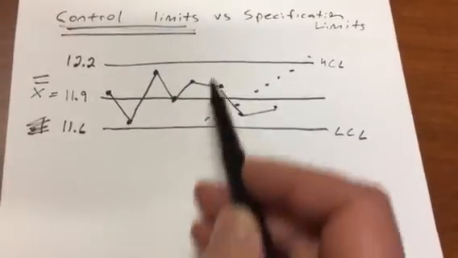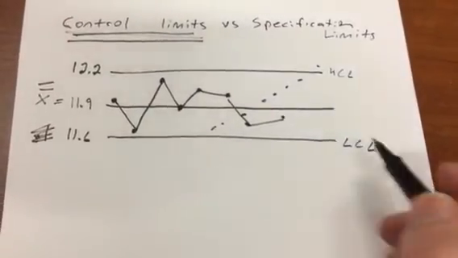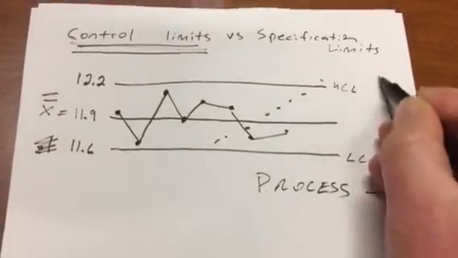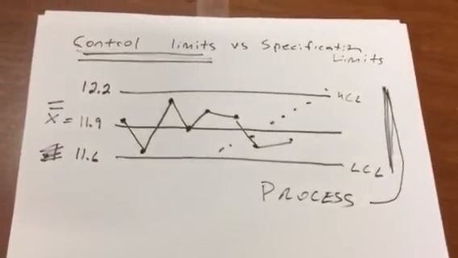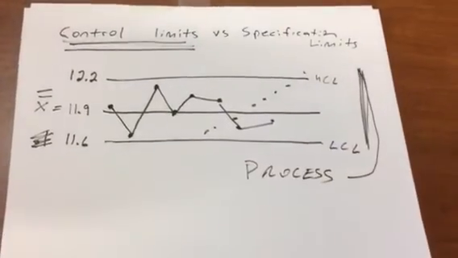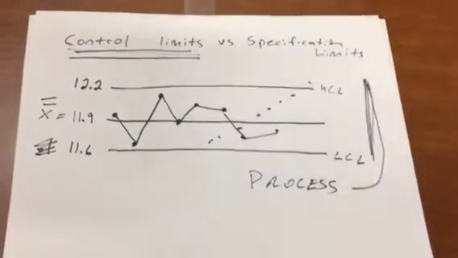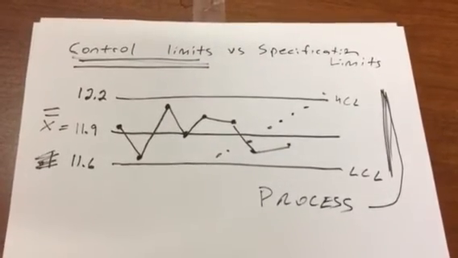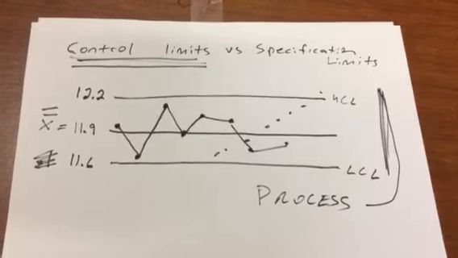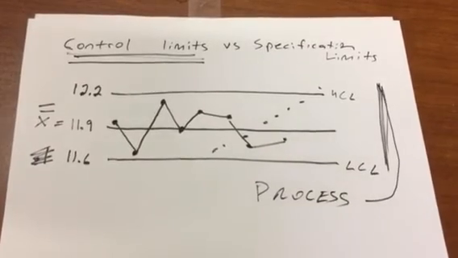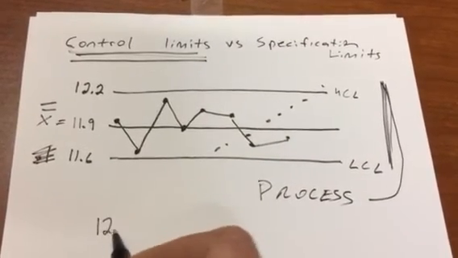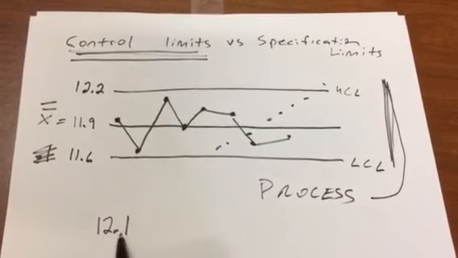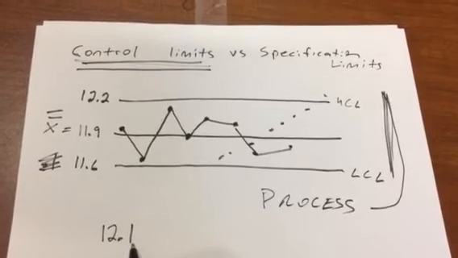And same thing with the upper control limits and the lower control limits. Those are all what the process is doing, okay? Now let's say that the company has a specification of 12.1 ounces. All right, the center of the specification, or the target of the specification, is 12.1 ounces.